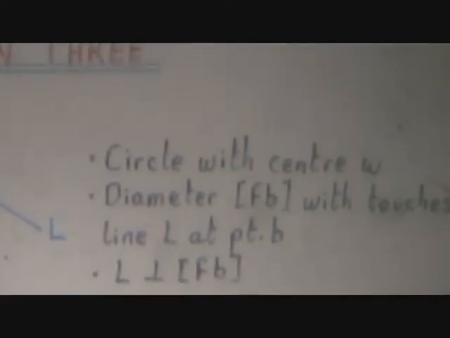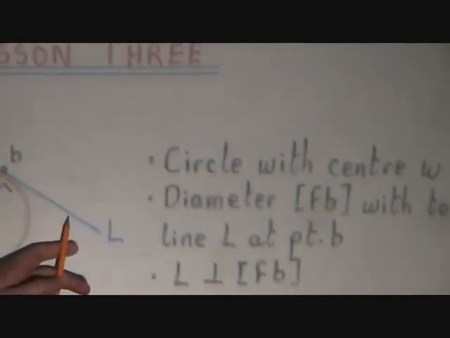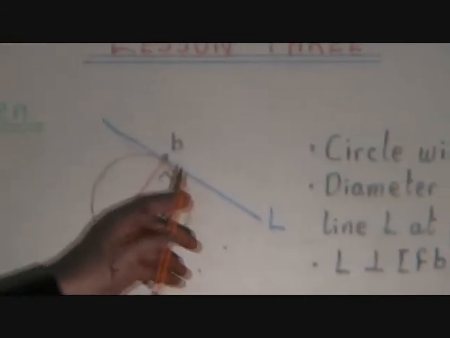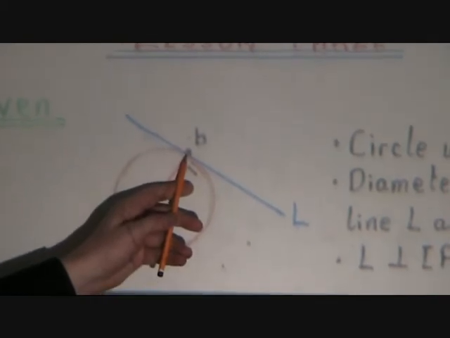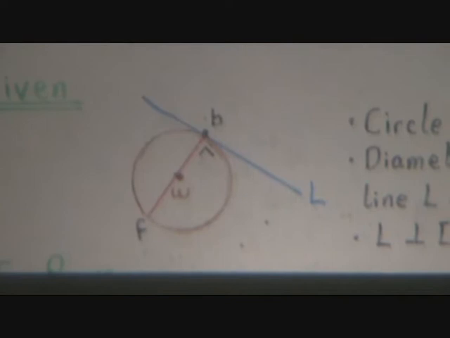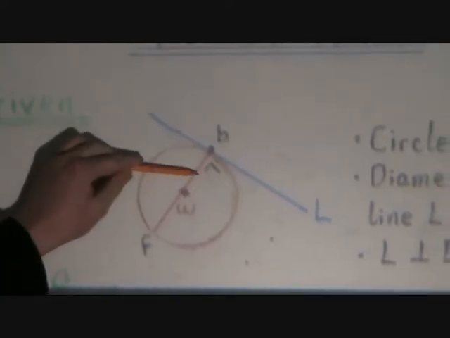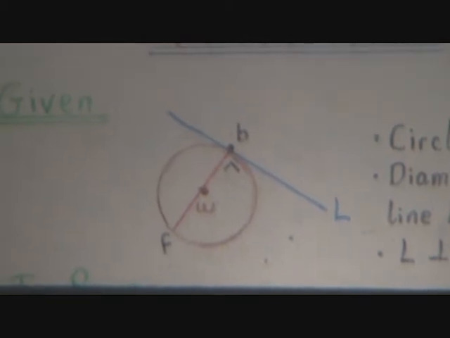What are we given? We are given in the diagram, lads, a line L. We're given point B, that's an element of L, and lies on the circle. Okay? And we're given the diameter BF, with centre of circle point W. Okay? So that's what we're initially given.